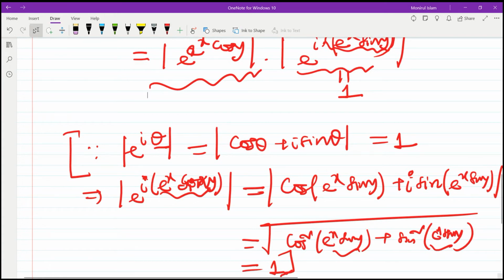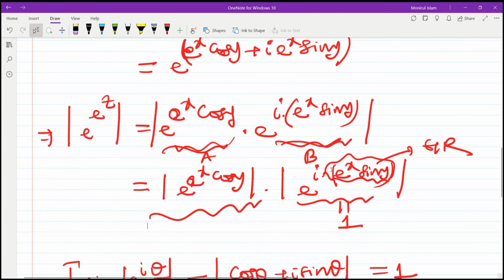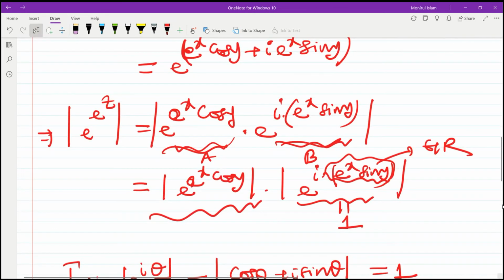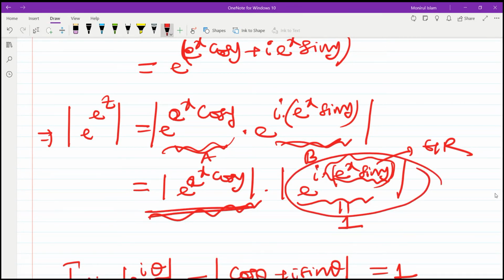It was cos y. Do you understand? This modulus is 1, so since the modulus is 1, this term will be left. But we all know this is nothing but an exponential power, e power x. It is e power (x cos y).